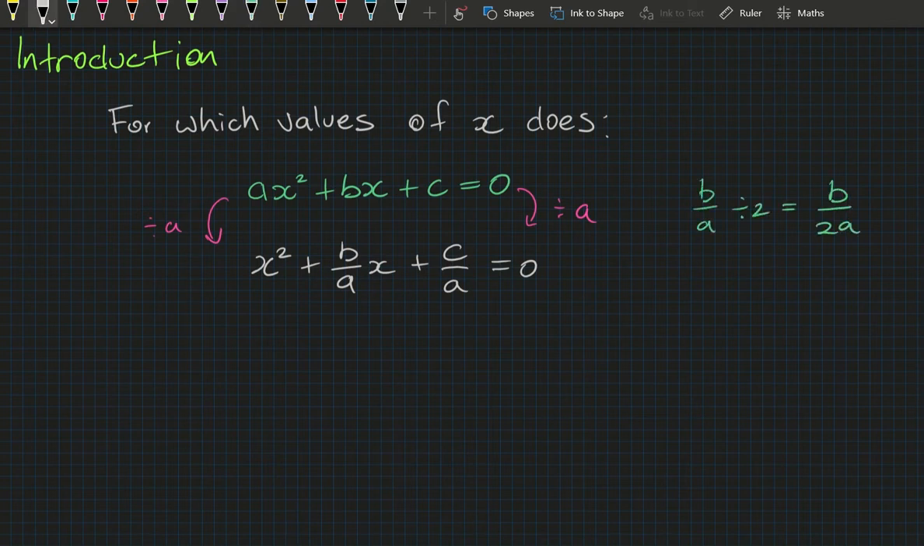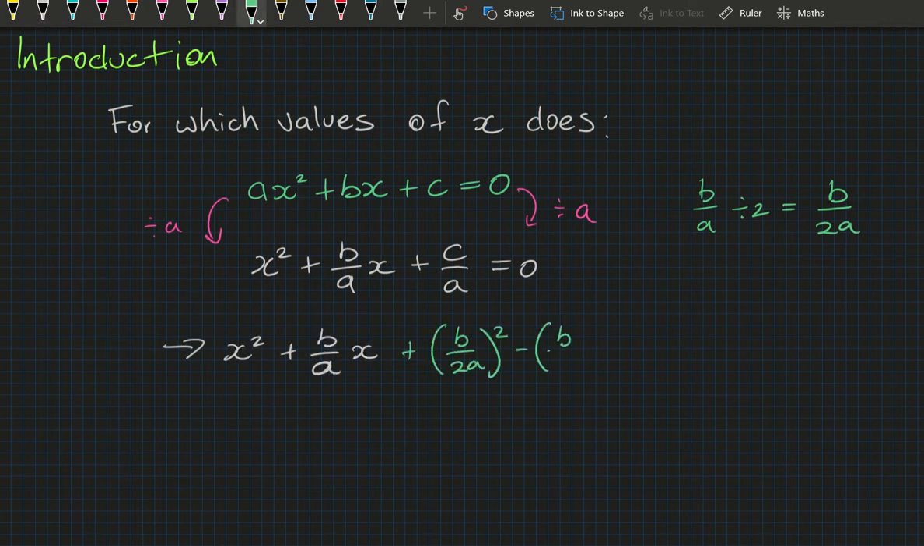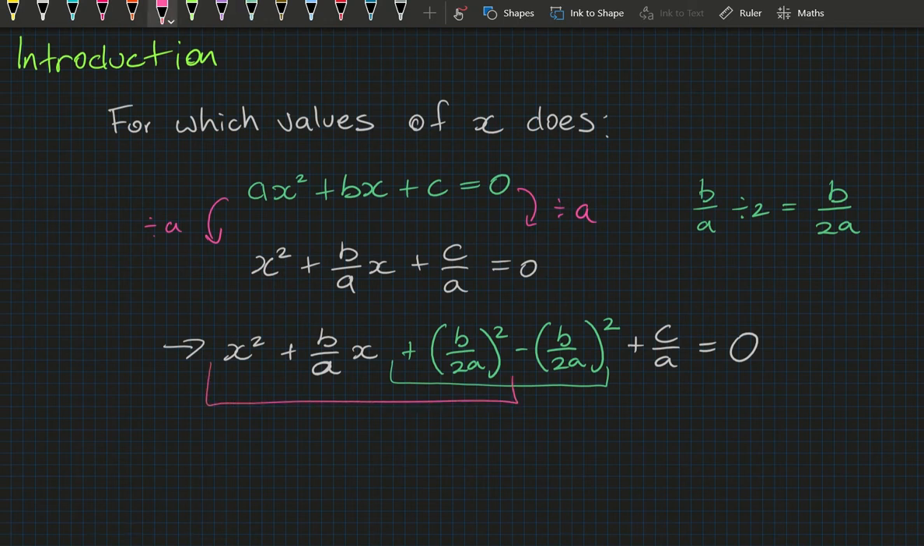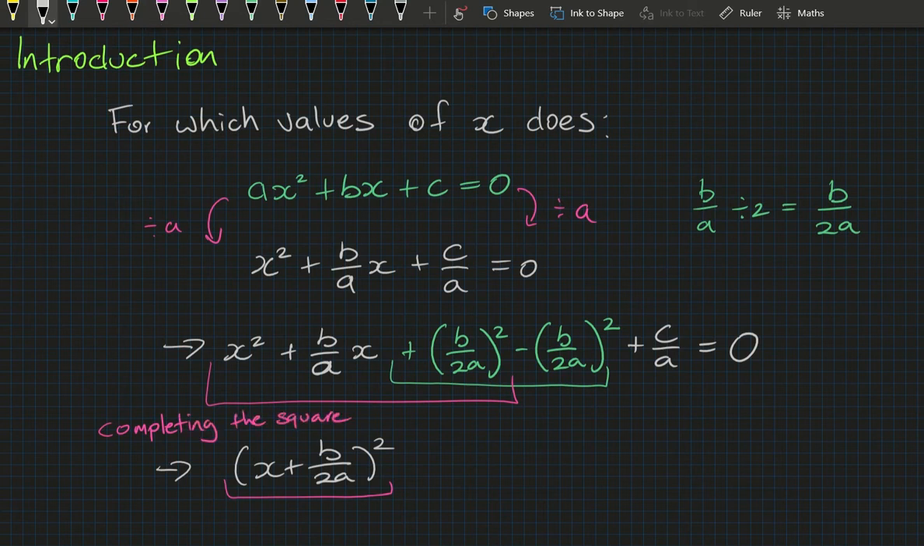So this is where you need to understand completing the square, because if I add b on 2a squared and minus b on 2a squared, we've essentially added nothing. Alright, so this here is just adding 0 to our equation. Now hopefully you can recognize that this part here is completing a square, and focusing on the b on ax, well, it needs b on 2a, right? So that then becomes x plus b on 2a all squared. All right, and let me just note that this part here is completing the square. And of course, we've got this extra minus b on 2a squared and the c on a still equal to 0.